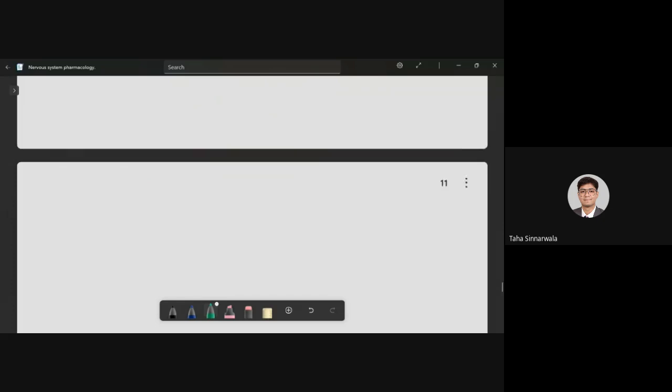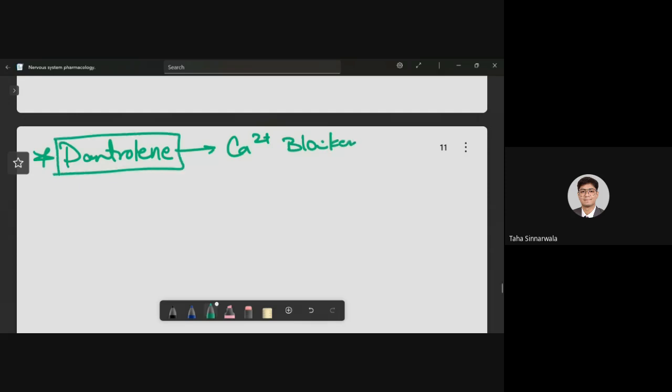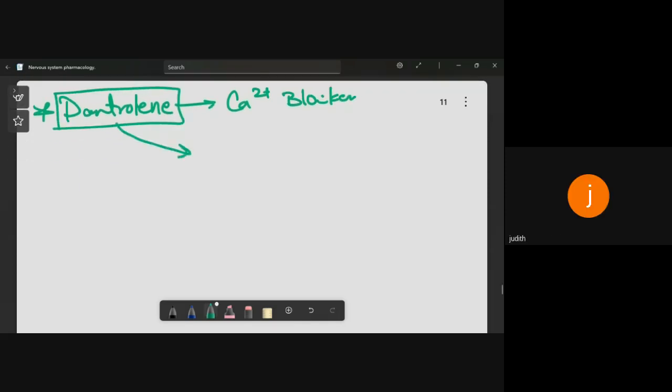And then finally, we will talk about one very interesting medication. You really need to know it because the condition is more important than the medication itself. This medication is called dantrolene. What dantrolene does is block calcium channels. Basically, it's a calcium channel blocker. Does anyone know what condition dantrolene is used to treat? Malignant hyperthermia. Yes, malignant hyperthermia.